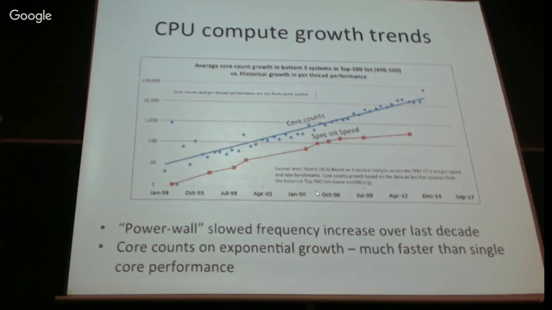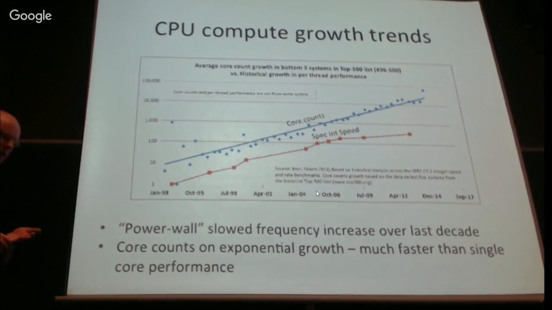The main reason is down to this so-called power wall, which has slowed frequency increase on cores over the last 2 decades. So it means that core frequency has saturated, and because core frequency has saturated, we need to introduce more hardware parallelism to our platforms, because we're not going to get performance gains from the increase in core frequency anymore. We're only going to get gains from parallelism, hardware parallelism.